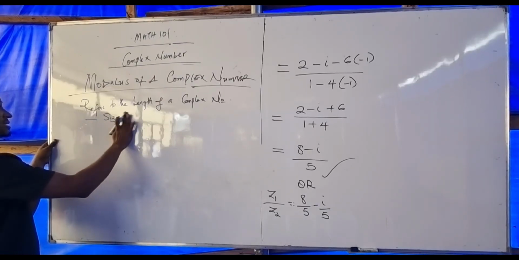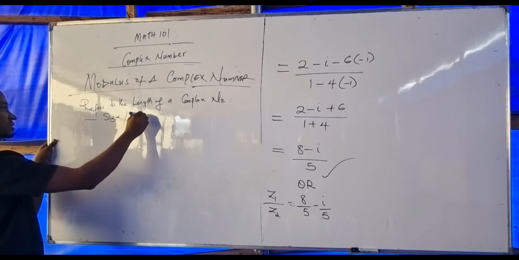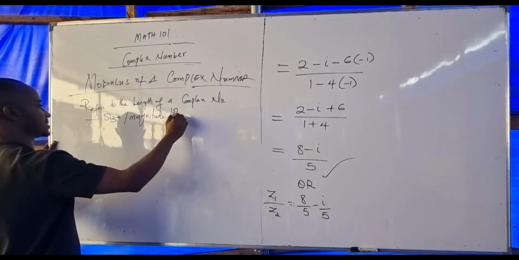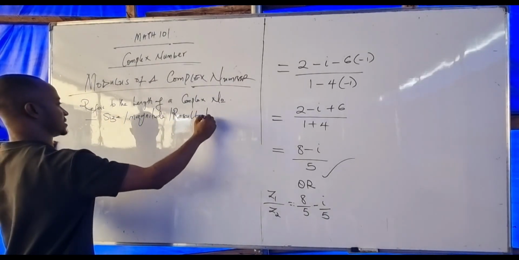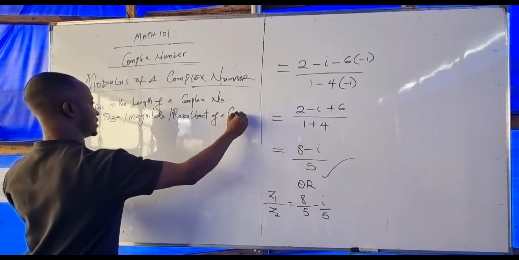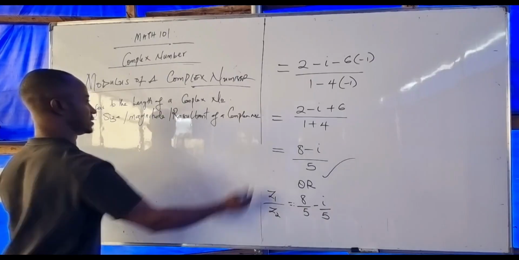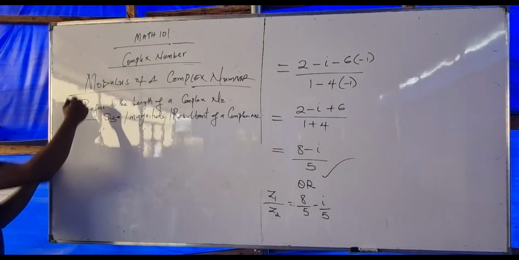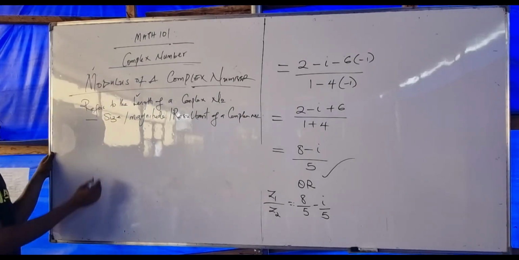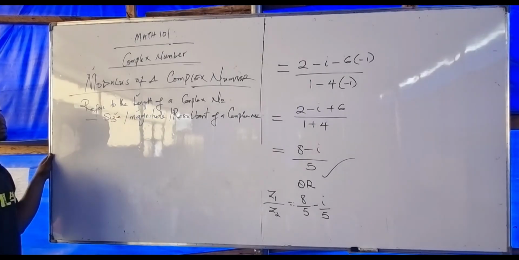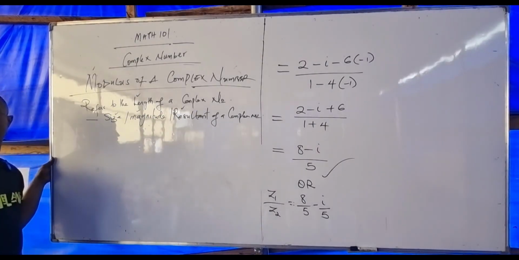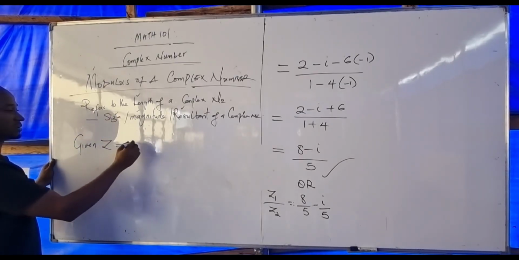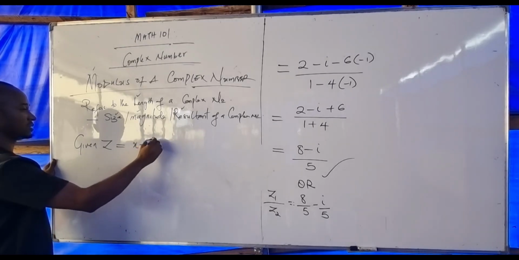Size of what? Size, magnitude, or resultant, of what? A complex what? Number. The same word, different word, but the same meaning. It means modulus, it means length, it means size, it means magnitude. It also means what? Resultant. So if we are given, for instance, that z equals what? x plus what? x plus yi.